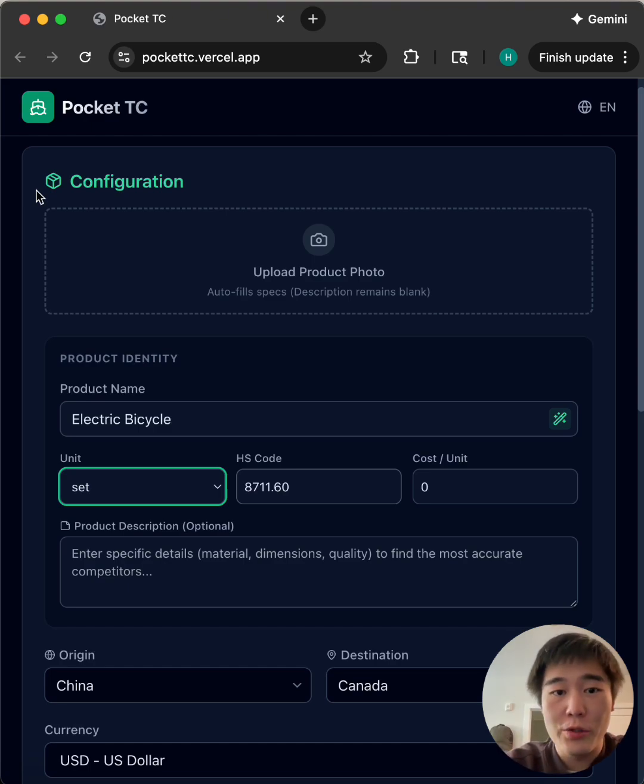Today, I'd like to show you a simple tool that I built called the Pocket Trade Commissioner. Its goal is to make early stage export analysis easier for both small business owners and trade commissioners. When I work at Global Affairs Canada, I find it's pretty difficult to answer the following questions.